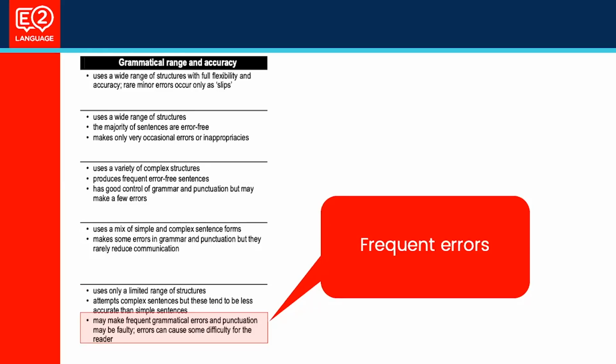Band 5 refers to frequent errors, and the errors are more serious here. They can cause difficulty for the reader. So the introduction that we looked at before, it didn't cause me difficulty. I could understand everything in spite of those errors. So in terms of vocab and grammar, that's probably more like a 6 than a 5. But if you're scoring 7s in task response and coherence and cohesion, but 6s in vocab and grammar, even 1 6, that will be a 6.5 essay.